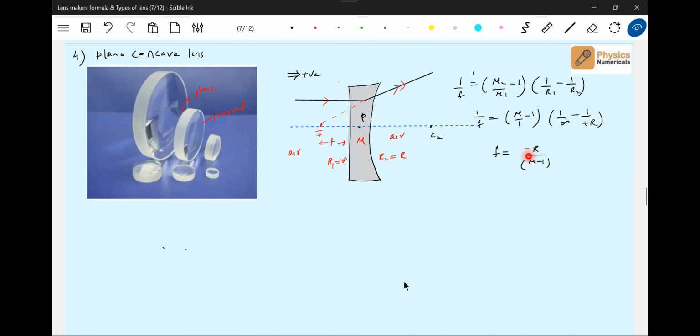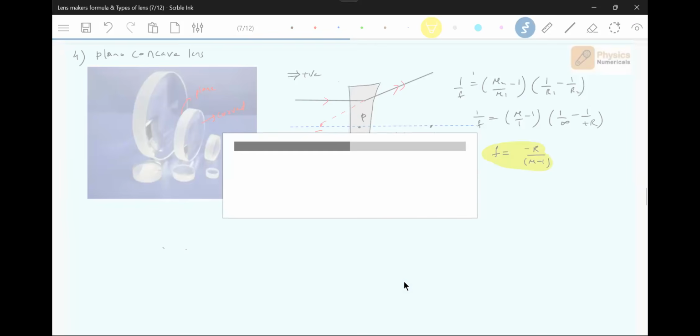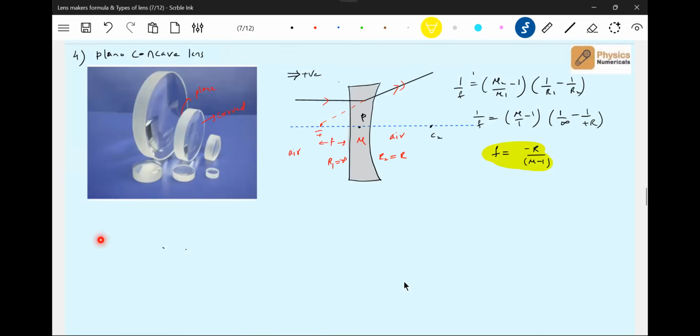Okay, fine. So like this we will define the types of lens. Now we'll go for the next one, the positive meniscus.